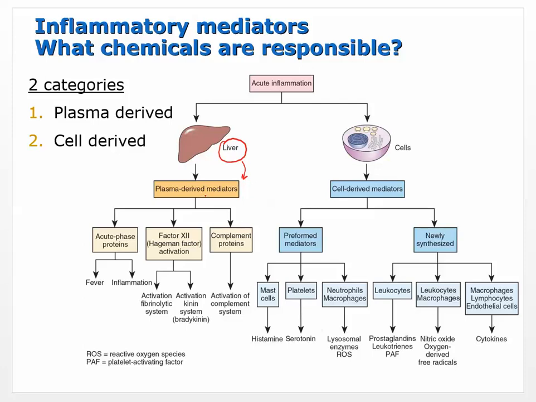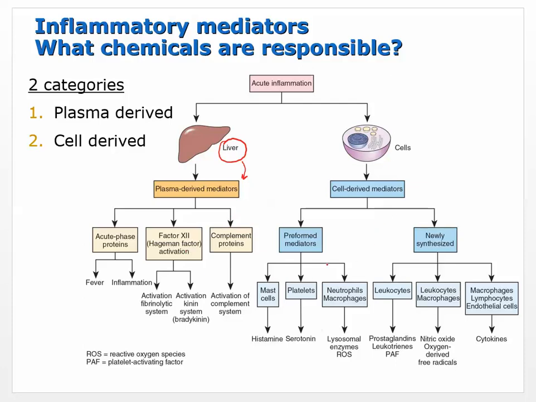So these are plasma-derived mediators. Some things it makes are acute phase proteins, pyrogens, and factor 7, so that's always floating around. It's a clotting factor. Complement proteins are made primarily by the liver, and those are also floating around. These things are just in your plasma, so we call them plasma-derived.